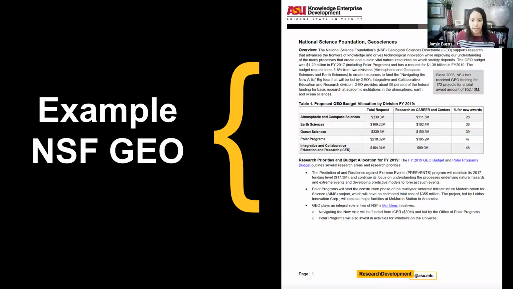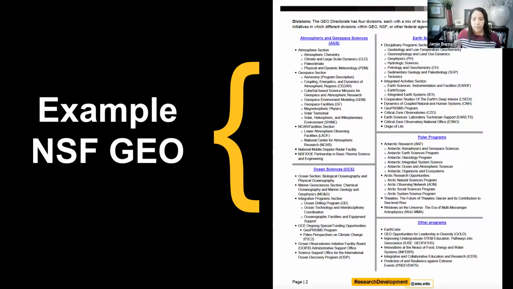And then if you click next, Keith, Keith created this really great second page that breaks down not only the directorate, but it shows all of the divisions, as well as the programs and cross-cutting initiatives within those divisions. And all of this is linked.